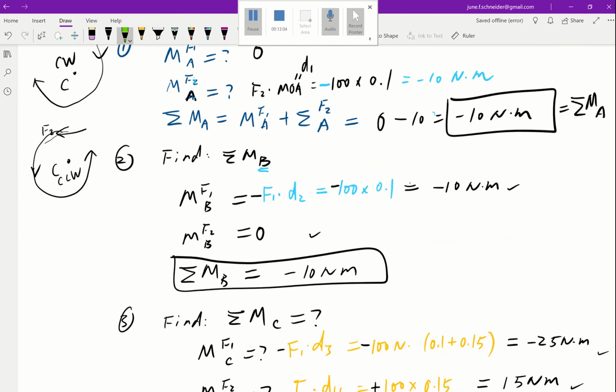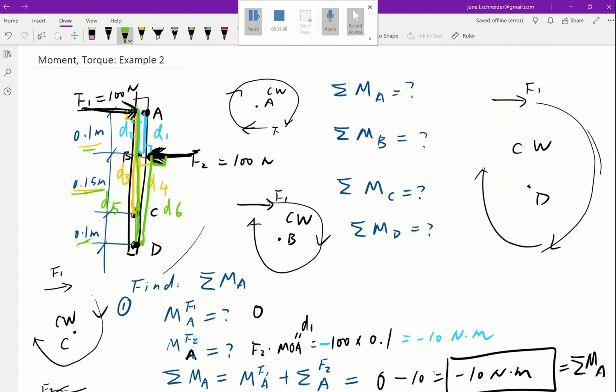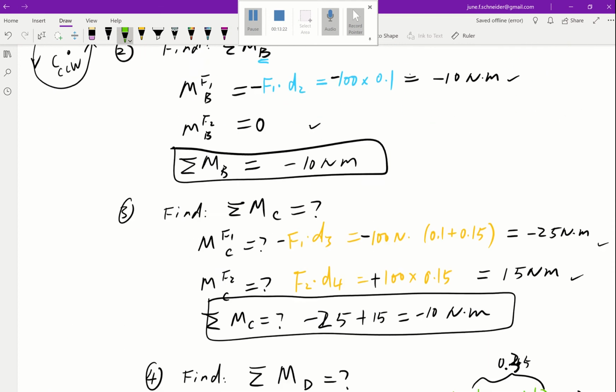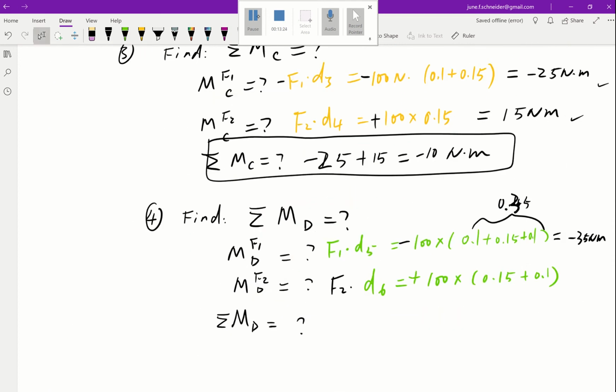And now let's figure out the direction. F2 is here, and D is here. F2 rotating about D is going to be counterclockwise rotation. That gives us a positive value. Then that will give us 25 Newton meter. Then add them together: negative 35 plus 25. That gives us negative 10 Newton meter.